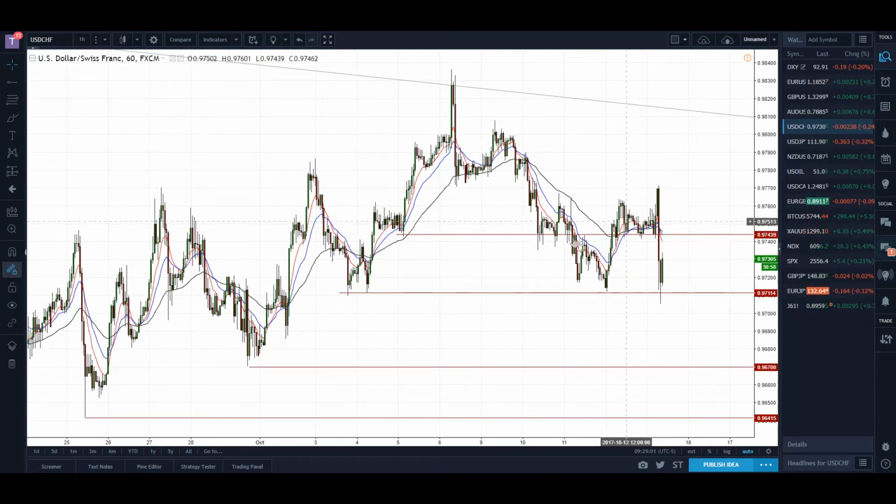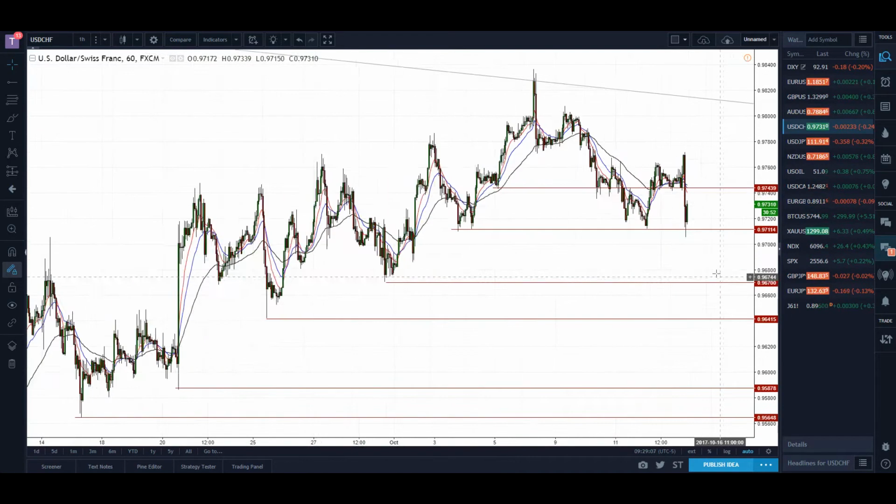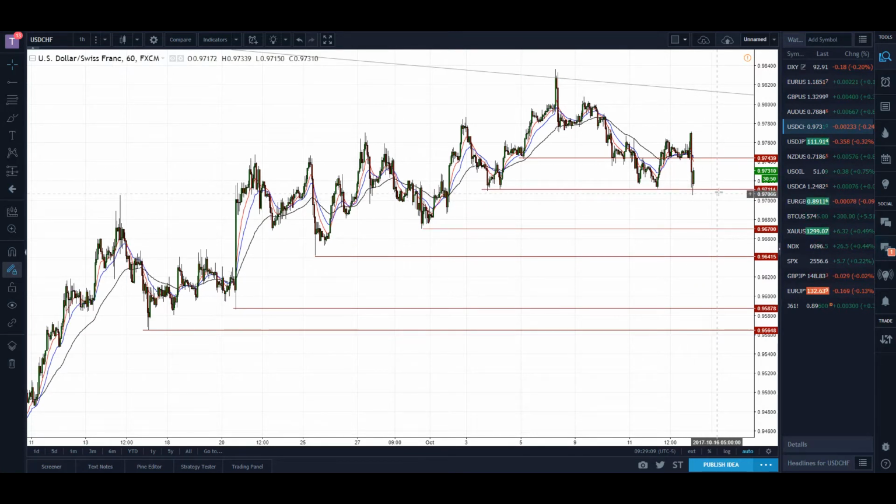So here's what I like to do in this scenario. I don't like to enter in any of this sloppiness. It's hard to get a clear entry off of that. So basically, what I would look for is a break of the 97.10, and then I would look for an entry somewhere down in here or maybe up in here in the form of a pullback. Obviously, I'm not going to be looking for that today, though.